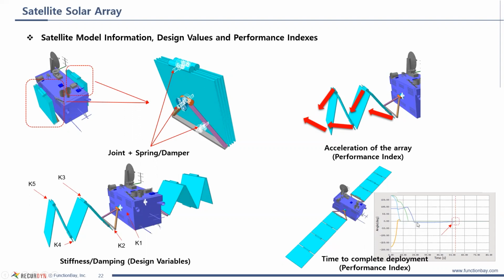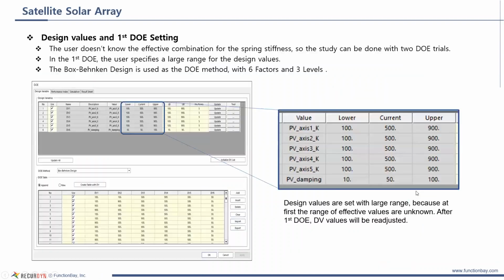And then what RecurDyn is going to do is look for the last non-zero point. After that point, when all the angles are 0, the solar arrays are considered to be fully deployed. This is where ProcessNet is used to determine that point in time. We're not going to go into detail about that, but that's just some background.